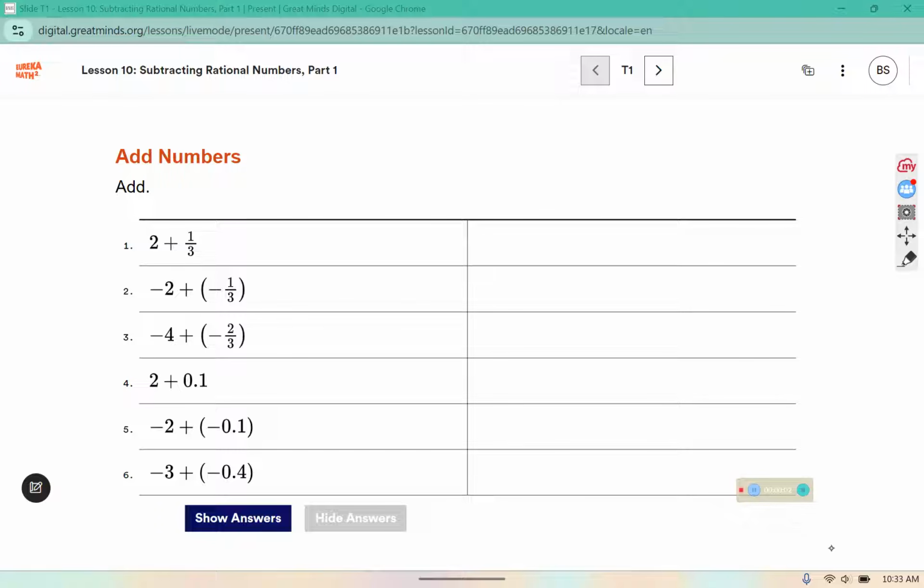Here we are just adding the rational numbers. These both have the same sign, so we're going to combine them. That gives us 3.4, and both of them were negative, so our sign should be negative as well. Complete 1 through 5 as well in your composition book, and when you're ready, you can move on.